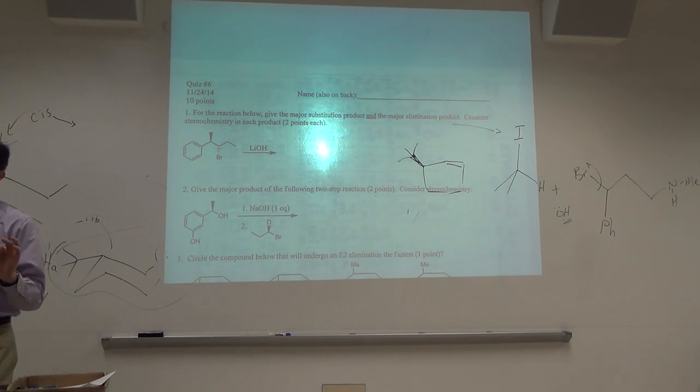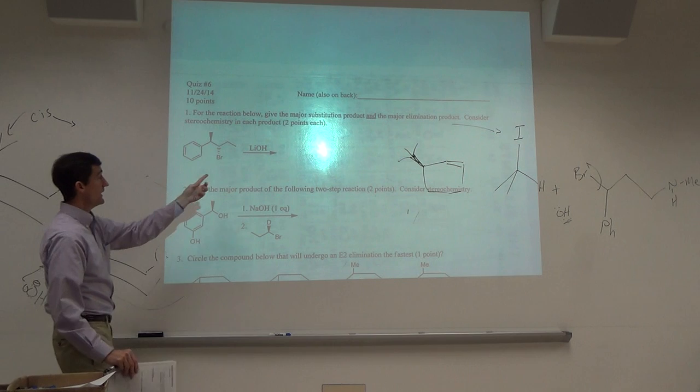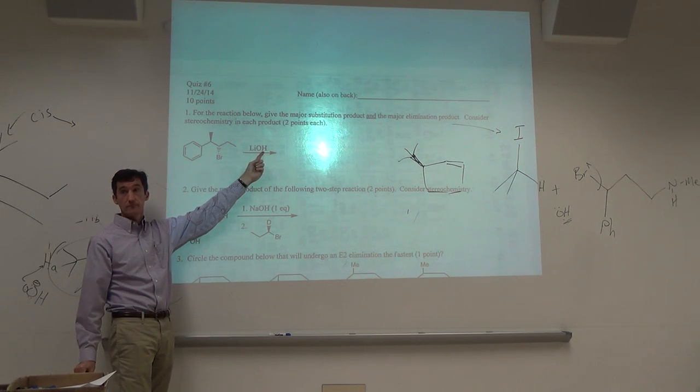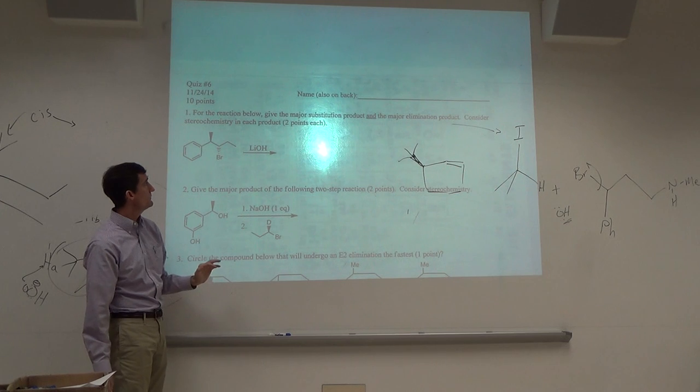You always prefer to have Zaitsev. There's two reasons why you would not get Zaitsev. First reason you may not get Zaitsev is the base is too bulky. If the base is too bulky, you may get the Hofmann product. But is hydroxide a bulky base? No. So you don't have a bulky base.